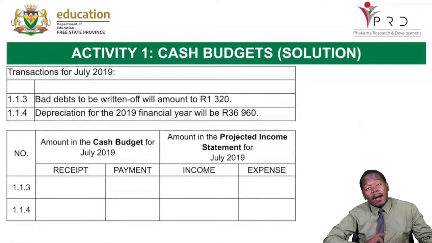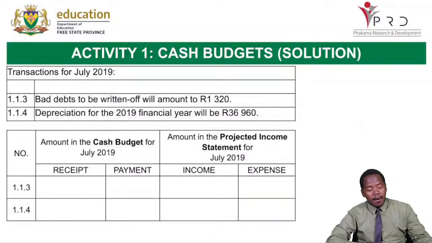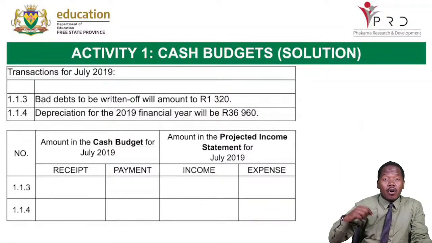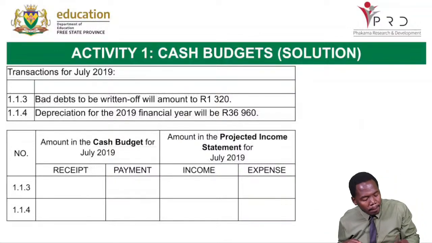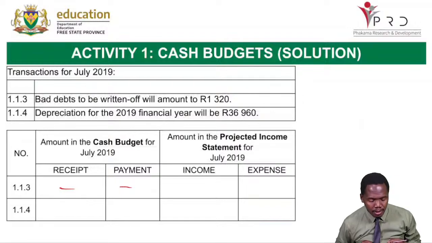Now we are looking at number 3 and 4. Bad debts to be written off will amount to 1,320. Now, are bad debts part of the cash budget? The answer is no, because we learned that earlier on today's lesson and last week's lesson. There is no bad debt under cash budget, so we are not going to record anything under cash budget, but it will go under projected income statement.